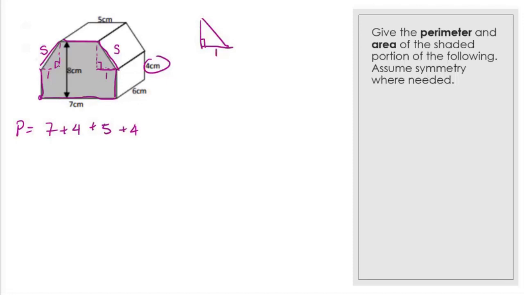What's the height of our triangle? If the entire height is 8 centimeters, and we know that the triangle starts 4 centimeters up, because the difference between 8 and 4 is 4, this has a height of 4 centimeters. So this allows us to find S, the slant height, using the Pythagorean theorem. So we know that S squared is equal to 1 squared plus 4 squared, and therefore S has a value of the square root of 1 squared plus 4 squared.